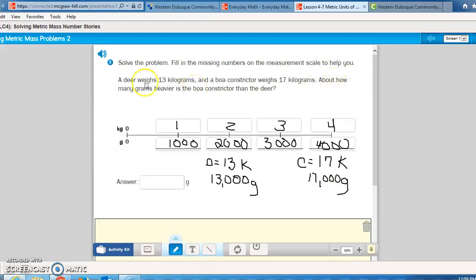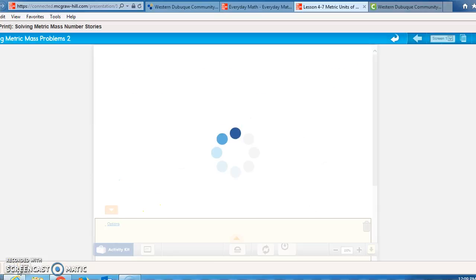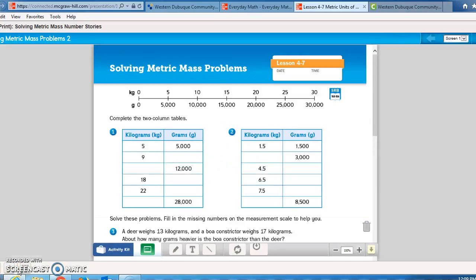But my question asks, how many grams heavier is the boa constrictor than the deer? I would take 17,000 minus the weight of the deer, which is 13,000. My last 3 numbers are all 0, and 7 minus 3 is 4. So my answer should be 4,000 grams. Again, if you need to make that number line and compare it, do it so you know for sure what is the true answer.